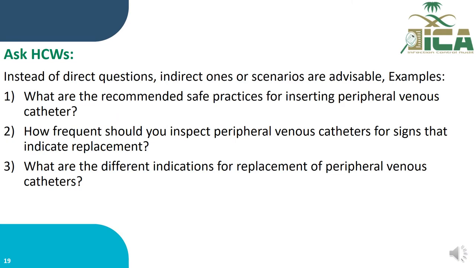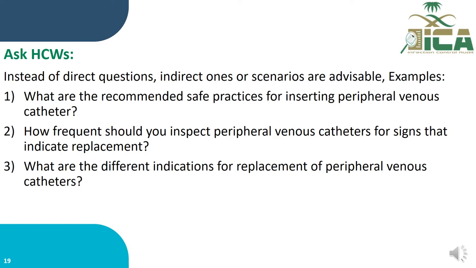For the interview, you need to interview and ask the healthcare worker, but I want to mention that instead of direct questions, indirect ones are better in our scenario. You can ask the staff what the recommended safe practices are for inserting a peripheral venous catheter, and you need to focus on fixation, dressing, labeling, and replacement of the peripheral venous catheter. You can also ask how frequently they should inspect the peripheral venous catheter for any sign that indicates replacement, like inflammation or infiltration.